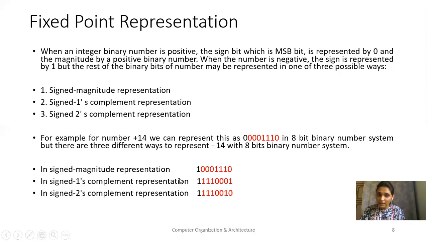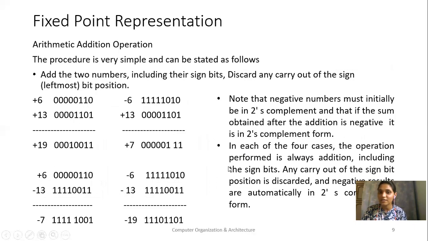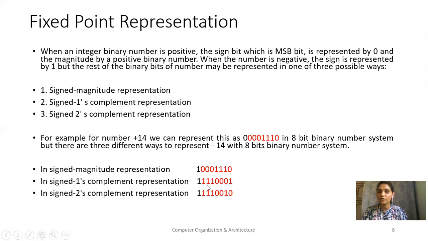Okay, in the 1's complement method you have to represent these 7 bits as their equivalent 1's complement. That means in place of 0 you will have 1, and in place of 1 you will have 0. Similarly, for the sign 2's complement method you put the MSB as 1 as a rule, and the rest of the 7 bits are represented as the 2's complement of the original number.